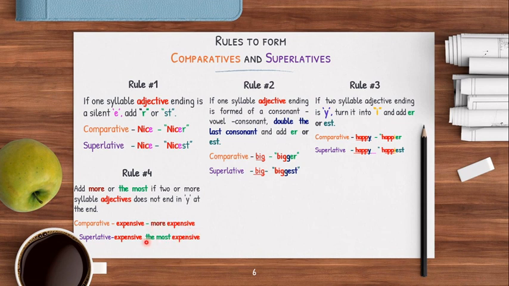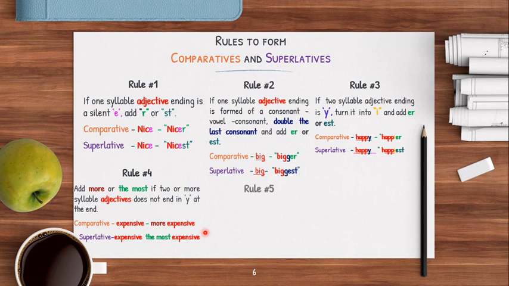And if we want to do the superlative, just add the most, and then the adjective: the most expensive, the most beautiful. So that's how we do it for the comparative and the superlative with adjectives of more than two syllables.